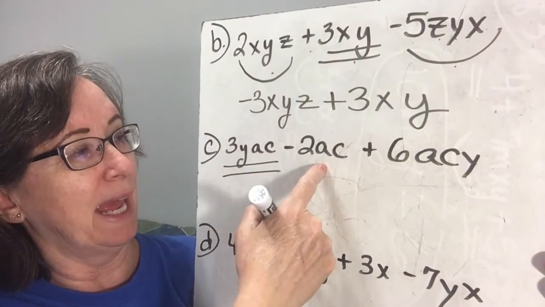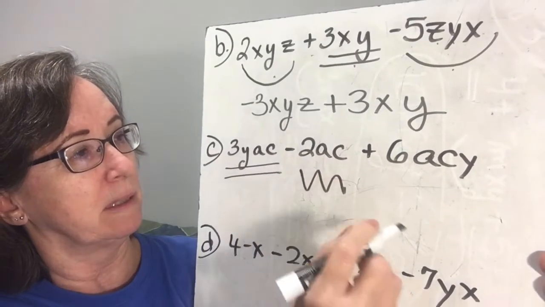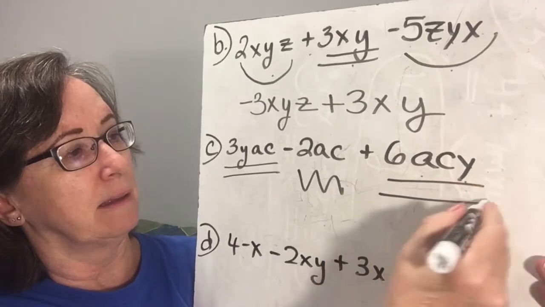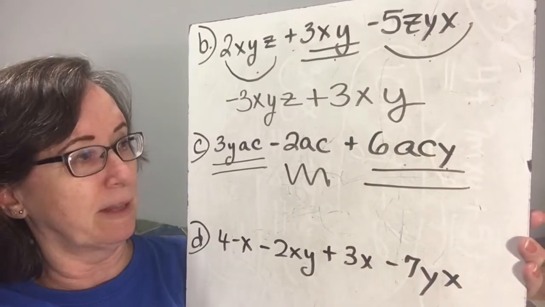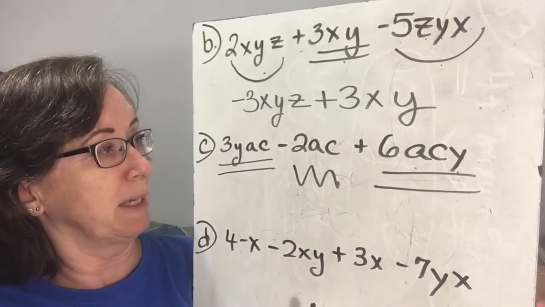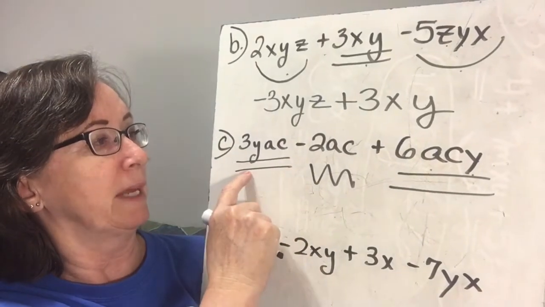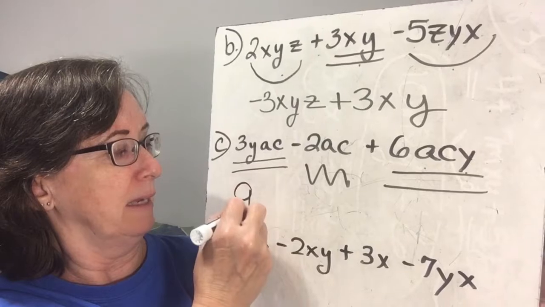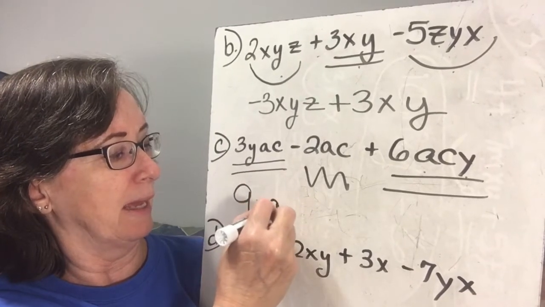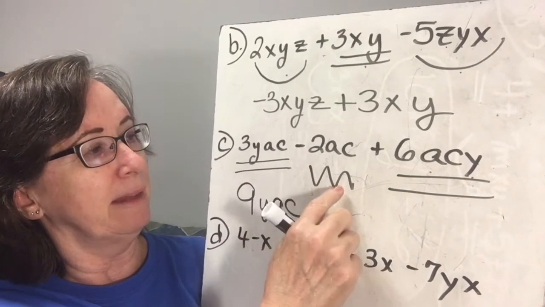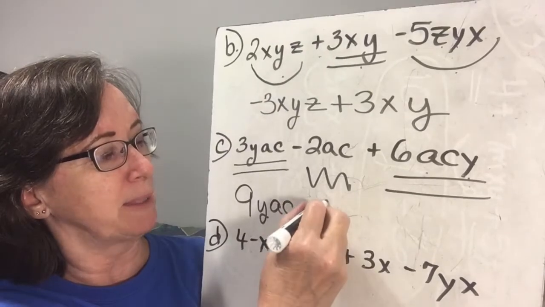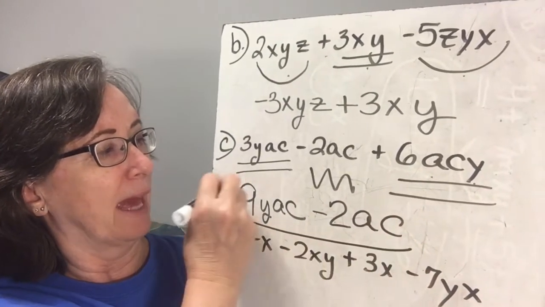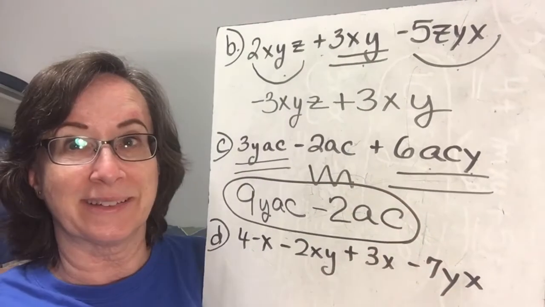We look at the next one, and we have a YAC. We just have an AC, and we have a YAC. So once we discover that they are the same variable parts, we can add them together. 3 and 6 is 9. 9 YAC. And then this one is lonely, all by himself. We just tack him on. And that is our answer.